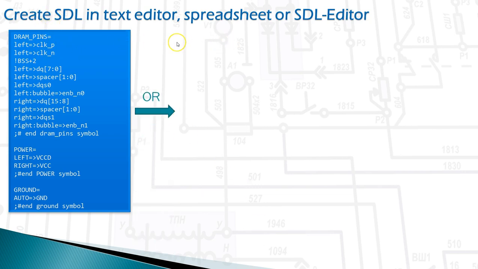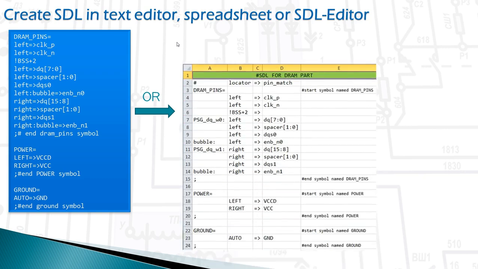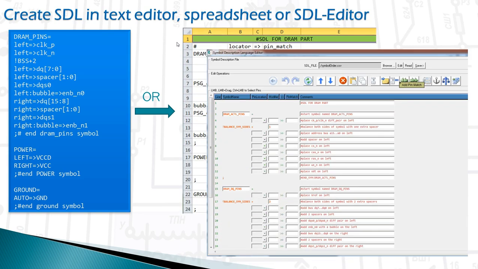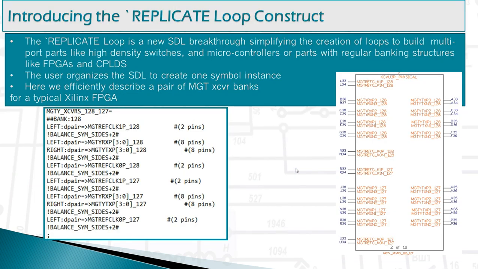We can create STL in a text editor, spreadsheet, or the STL editor. And the STL editor is a powerful editor that's aware of all the STL syntax and allows us to choose sides and create pin matches very quickly. I'd like to introduce the replicate loop construct. The replicate loop is a new STL breakthrough simplifying the creation of loops, building multi-port parts like high-density switches and microcontrollers, or parts with regular banking structures like FPGAs and CPLDs.